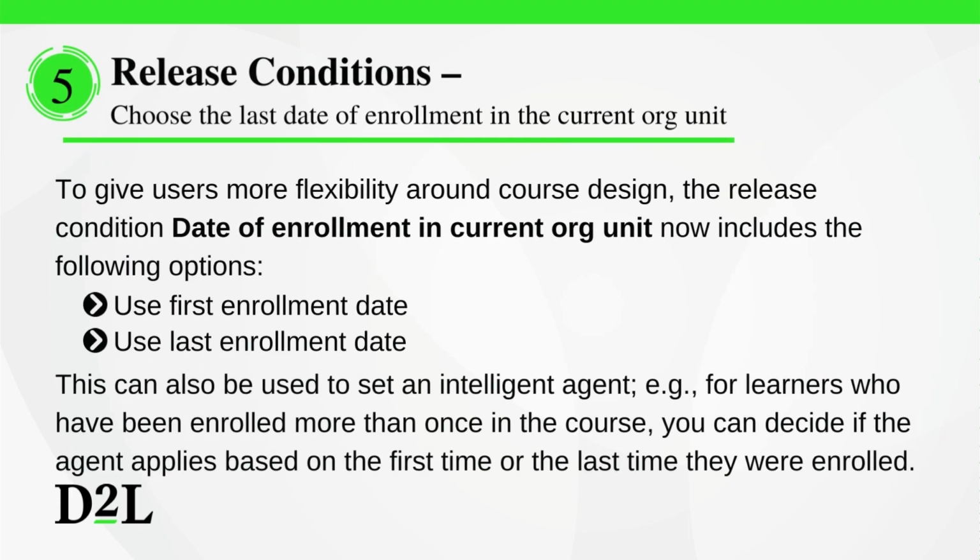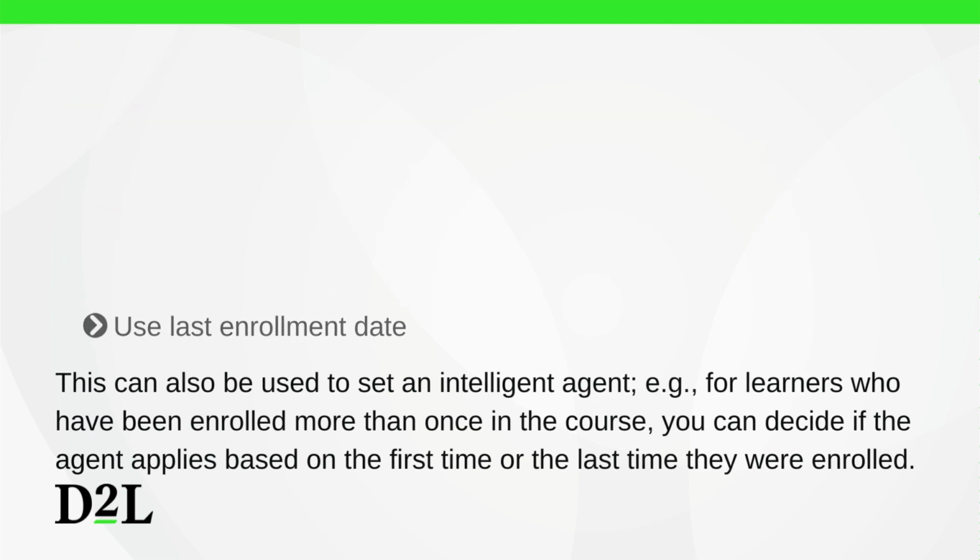To help users with more flexibility around course design, the release condition Date of Enrollment in Current Org Unit now includes the following options: Use First Enrollment Date and Use Last Enrollment Date. This can also be used to set an intelligent agent. For example, for learners who have been enrolled more than once in the course, you can decide if the agent applies based on the first time or the last time they were enrolled.